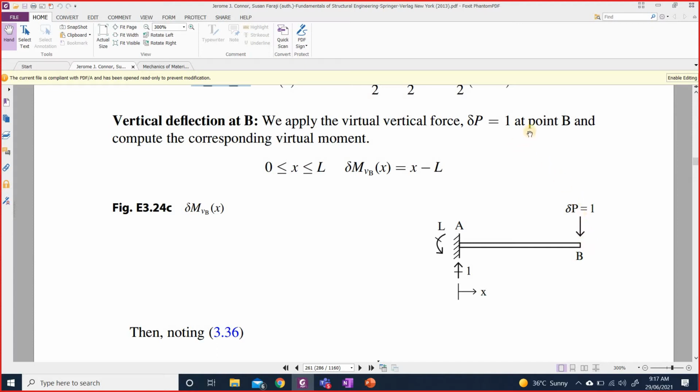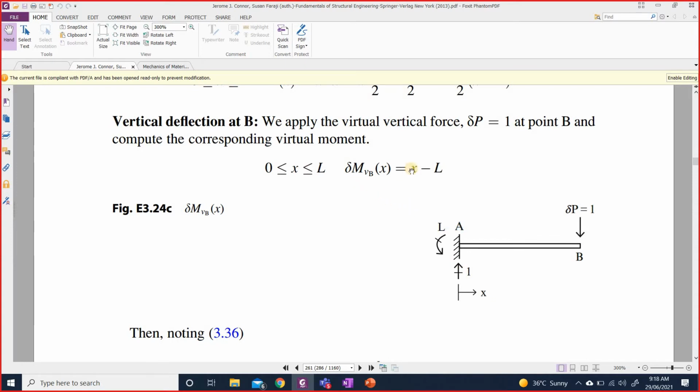So you applied a vertical downward load at B, and then again you need to determine the distribution of bending moment for the beam as a function of x. So delta M_VB is just a representation for this bending moment as a function of x, equal to x minus L. This moment reaction would be equal to L, because the length of the beam is L, so 1 into L will produce a moment. So you can easily calculate this moment reaction, and this vertical reaction.